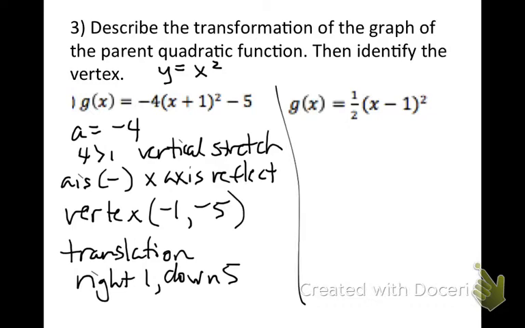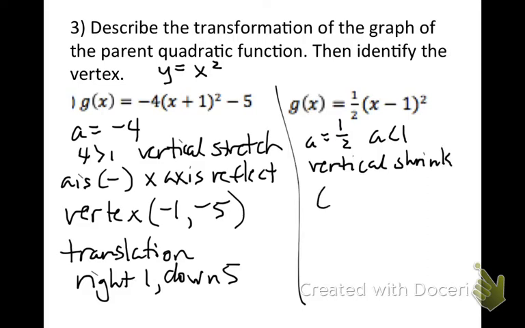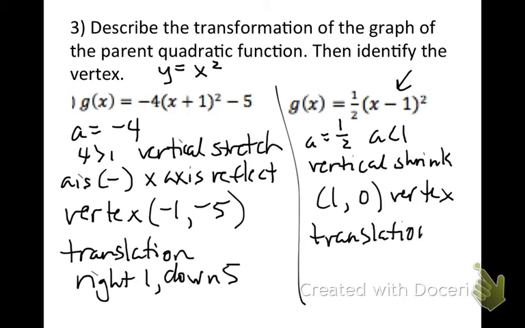Now my second function, my a value is 1/2. Since a is less than 1, that means I have a vertical shrink. My h value is positive 1. My k value is 0. So there's my vertex, and this shows me that I have a horizontal translation, and it is 1 to the right.